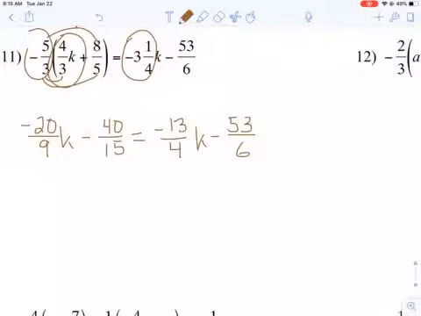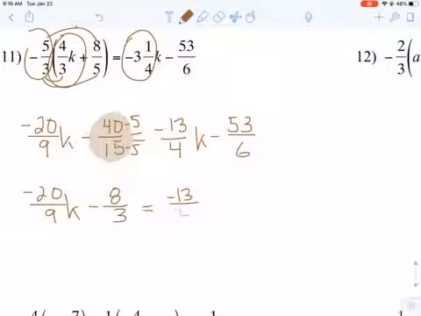So, I have some fractions here to deal with. First thing I'm going to do is simplify 40 over 15, make it a little bit easier. So I can divide everything here by 5, which will give me something a little easier. So now I'm going to get negative 20 over 9k, that's not changing, minus 8 over 3 equals negative 13/4 k, minus 53 over 6.